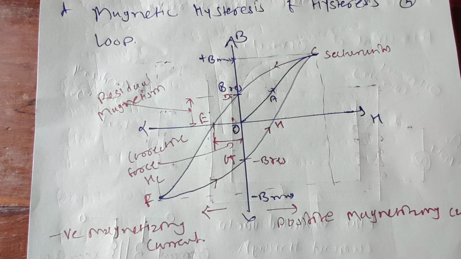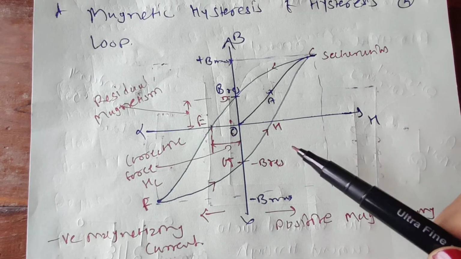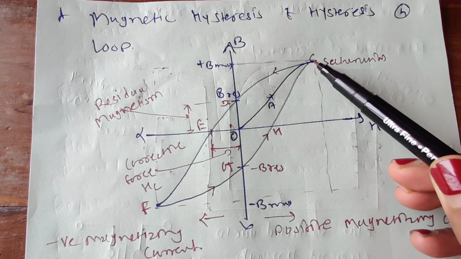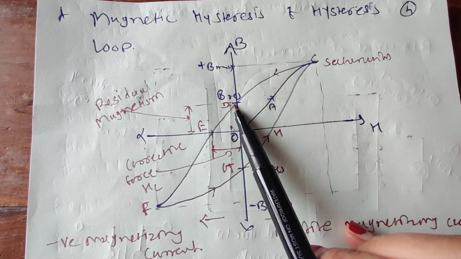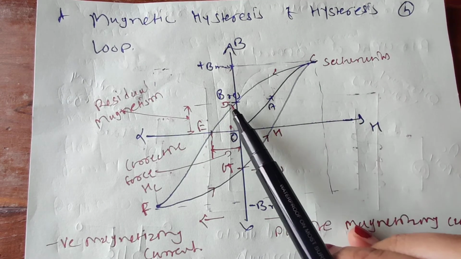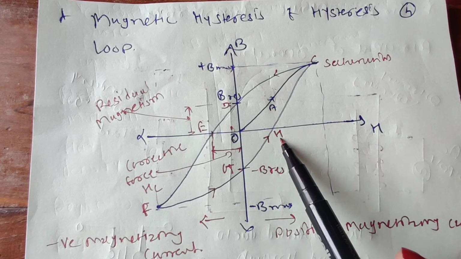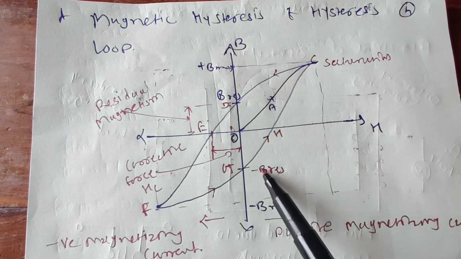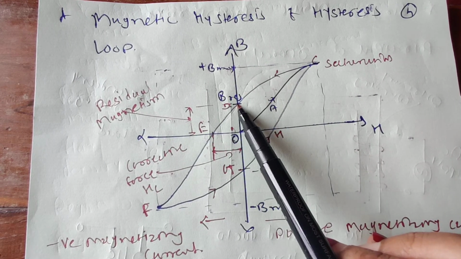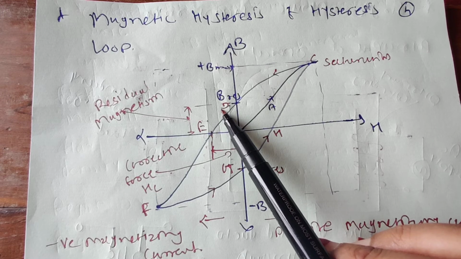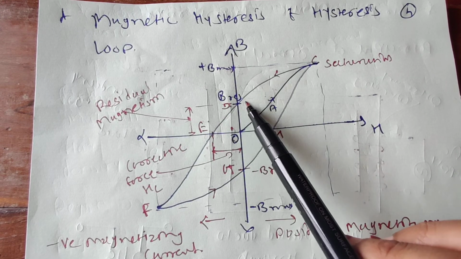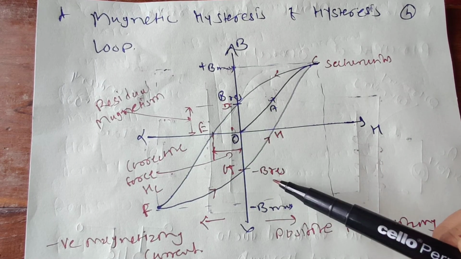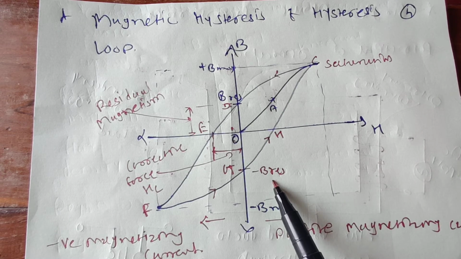Here in the graph, you can see certain points I have labeled: O, A, C, D, E, F, G and H. All these points you need to consider. Now there are certain points like B residual and negative B residual. B residual is nothing but the residual magnetism, also known as retentivity, and this is the negative residual or negative retentivity.